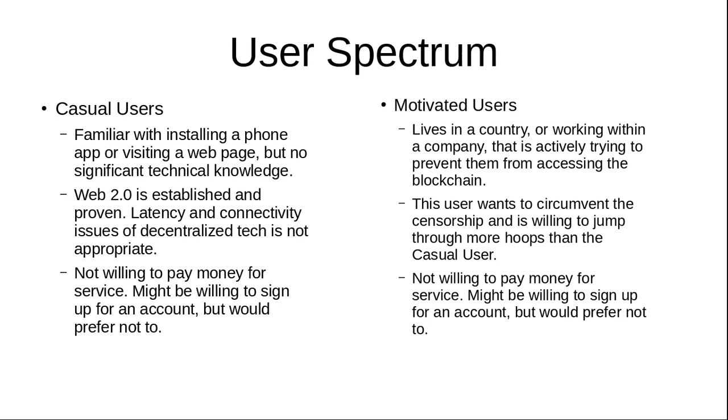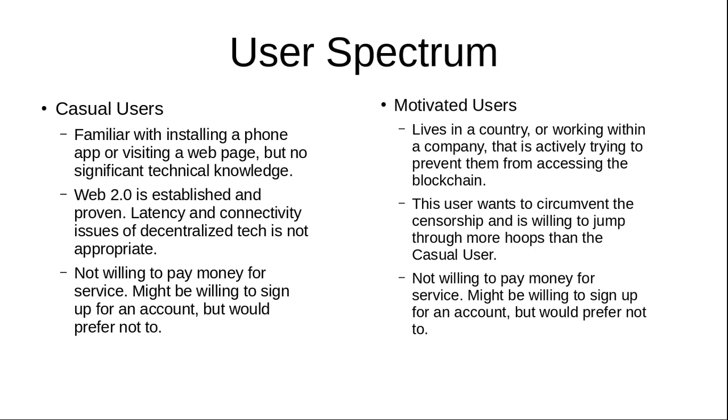On one end of the spectrum, there are casual users, and they're familiar with installing a phone app or visiting a web page, but they don't really have any significant technical knowledge. In this case, Web 2.0 is established and proven. The latency and connectivity issues of decentralized tech is usually not appropriate for the casual users. They have a very short attention span and low tolerance for latency and bugs. And they're, in general, not willing to pay money for a service. They might be willing to sign up for an account, but most would prefer not to. So this is the typical American user.